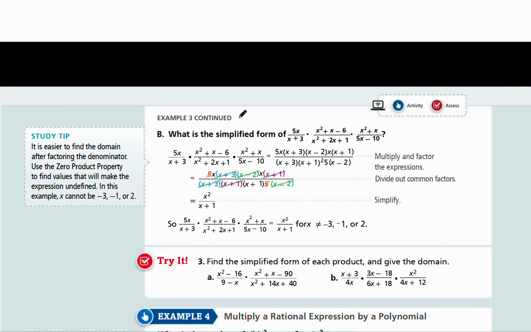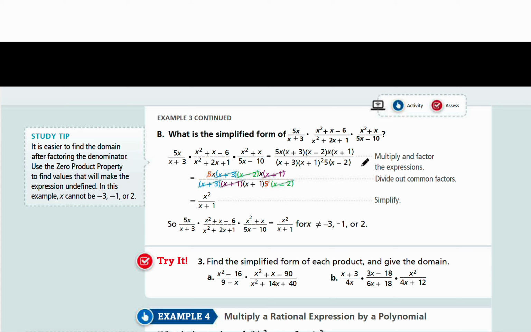Part B. What is the simplified form of 5x over x plus 3 times x squared plus x minus 6 over x squared plus 2x plus 1 times x squared plus x over 5x minus 10? Well, you do the same thing. You see if you can factor out all possible polynomials if you have any. So x squared plus x minus 6 could be factored out as x plus 3 times x minus 2. And then x squared plus x could be factored out by the greatest common factor x, and you have x plus 1. And then on the denominator, you do the same thing, and then see all your factors here.